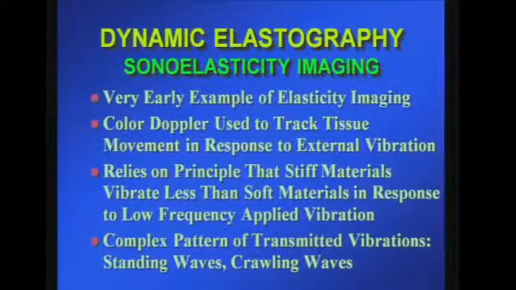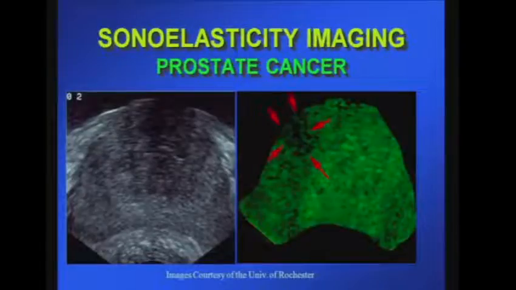Oftentimes you get a complex pattern of transmitted vibrations, and by vibrating at two different frequencies, you can create either standing waves or what we call crawling waves, which are interference waves, and the velocity of those is also dependent on tissue stiffness, and you can gain estimates of how hard a tissue is by monitoring the velocity of those waves. This is an example of sonoelasticity imaging in a prostate cancer. Here you can see the prostate cancer is relatively featureless on the B-mode image, which is often the case, but on the sonoelasticity image, it shows up as a dark area.